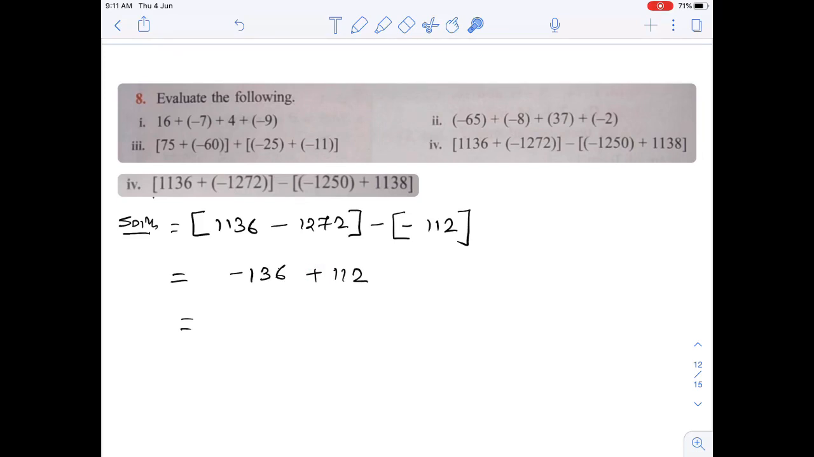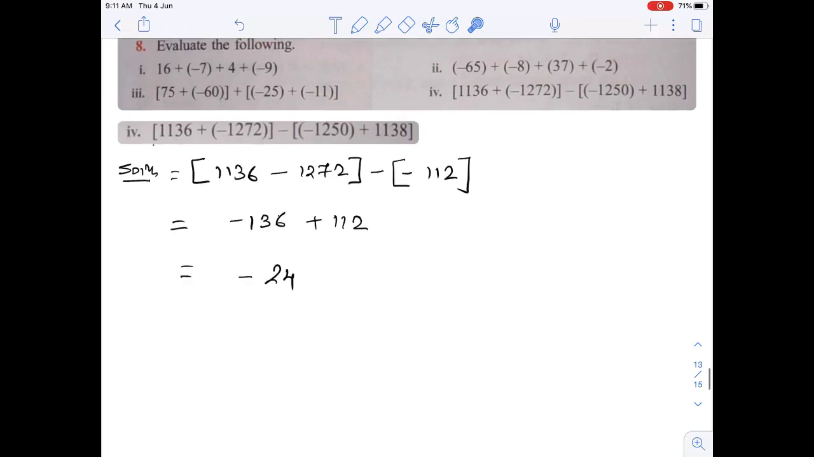Okay, so now what is 136 minus 112? So it is 24. Okay, now we have to see which number is greater, 136 or 112. So 136 is greater, so we will write its sign over here, that is minus 24. So this is our answer. Now you people have to solve all these remaining 3 questions.